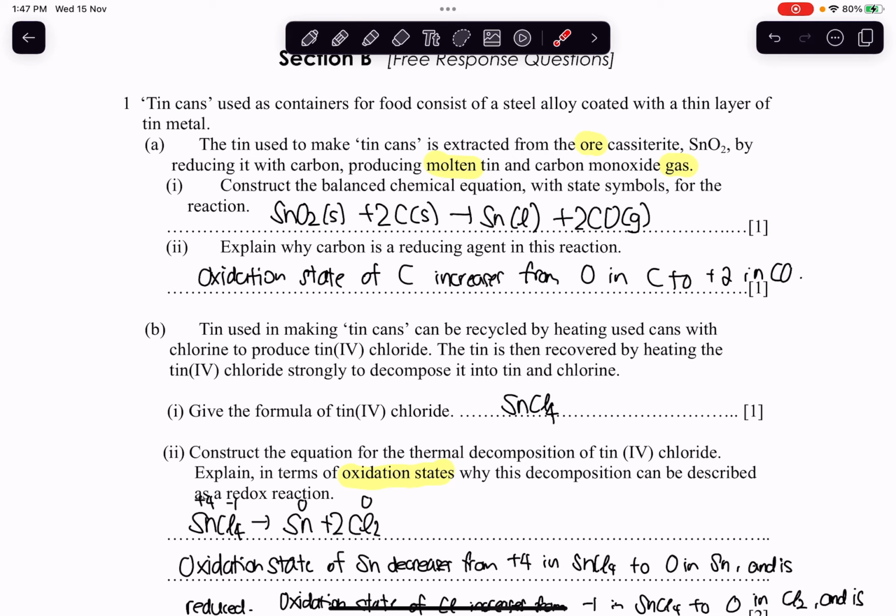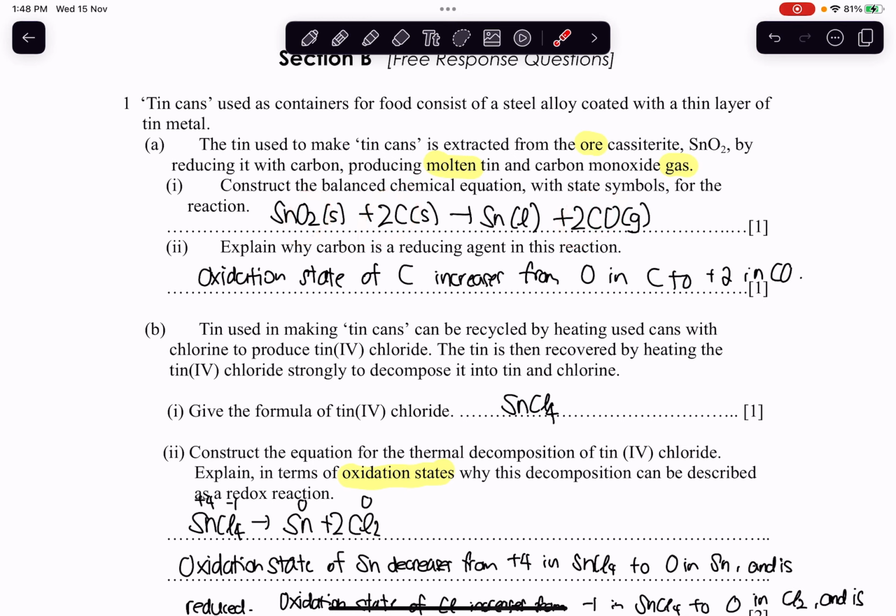Okay, let's start from scratch how to balance this. I noticed that I am lacking oxygen on the right hand side. I have 2 oxygen on the left, I only have 1 on the right. I need to double CO. And now that I double CO, I realize that I have a shortage of 1 carbon on the left hand side. I need to double the carbon. So this is how you balance. You check, 1 Sn on both sides, 2 Cs on both sides, 2 Os on both sides.